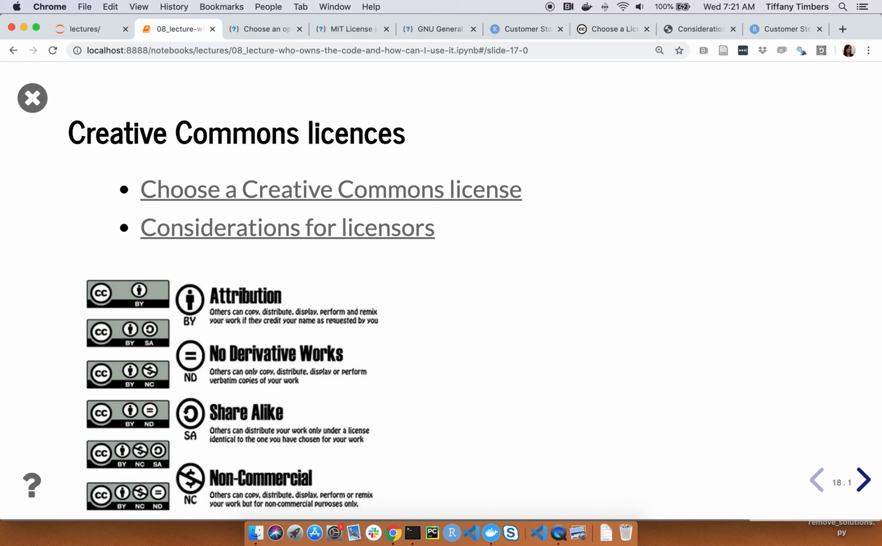So these types of licenses are sometimes called infective, in that as people keep deriving and building off these works, the same license requirement carries on. And then the fourth thing that you can add to one of these licenses, if you are interested, is non-commercial. So you don't want others to be able to use your work for commercial purposes.